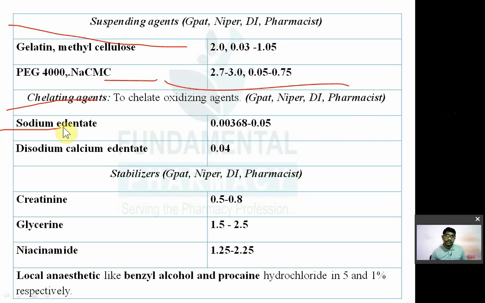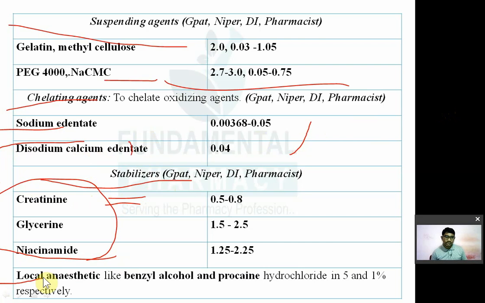Sodium edetate and disodium calcium edetate are used in this concentration. Now the next one is stabilizer. Creatinine, glycerin, niacinamide, these three are used as stabilizers. The concentration is not important. Then local anesthetics like benzyl alcohol and procaine hydrochloride are also added in the injection to prevent the pain, at 5% and 1% respectively. So benzyl alcohol is used at 5% weight by weight and procaine at 1% in the injection to prevent the pain.